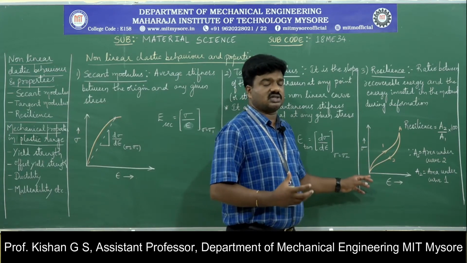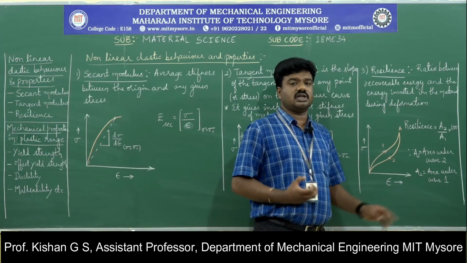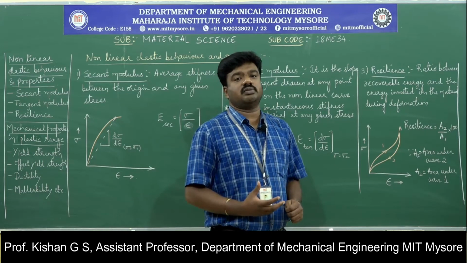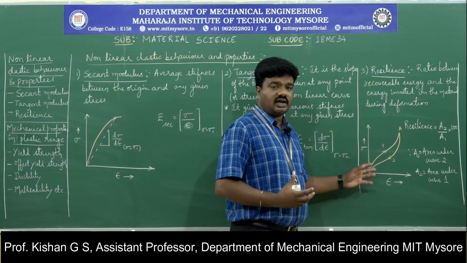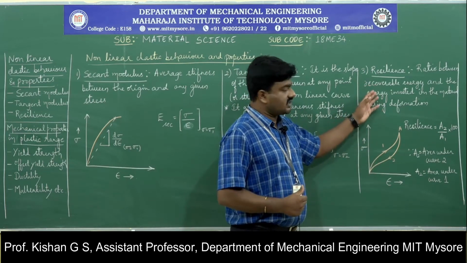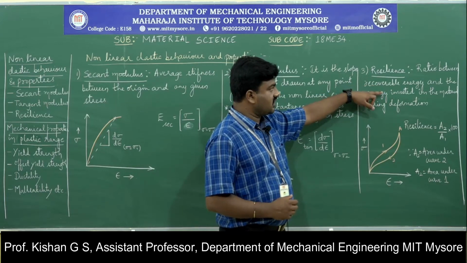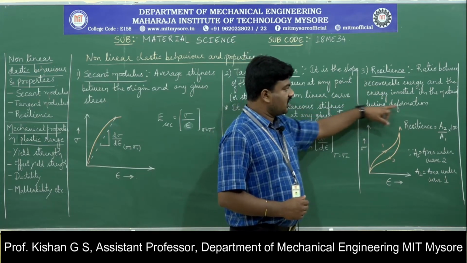Since the material has the capacity to come back to its original shape and size, since it is in the elastic limit itself, though we don't have the proportionality limit represented through the curve here, we are going to again define the term resilience, which is defined as the ratio between the recoverable energy and the energy invested in the material during the deformation.